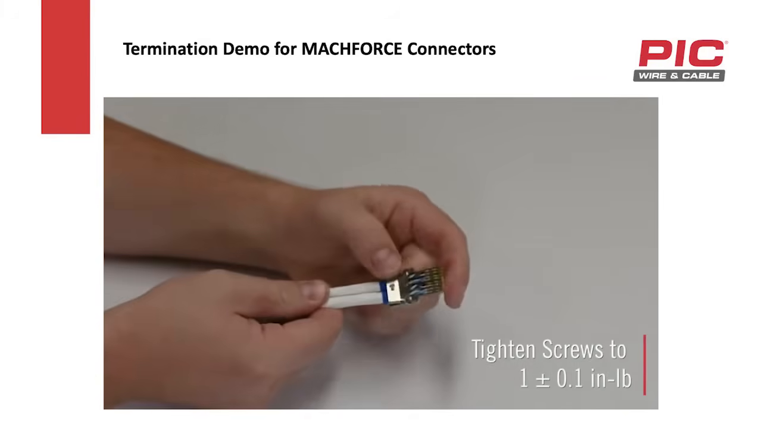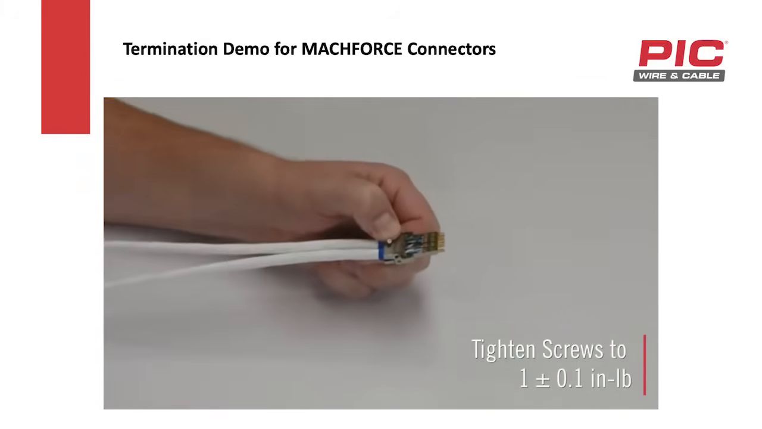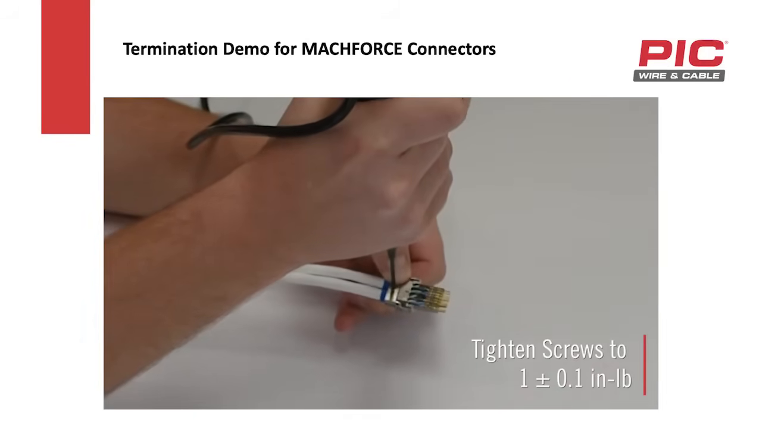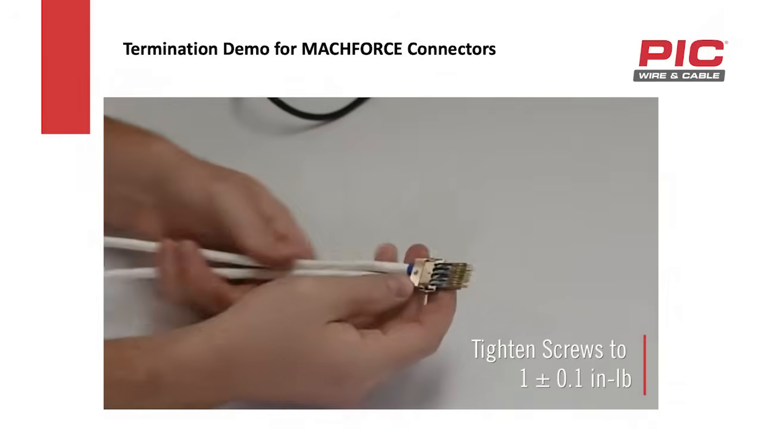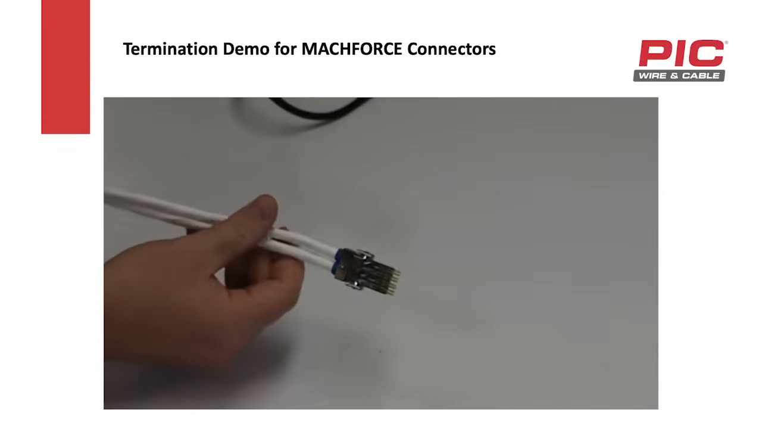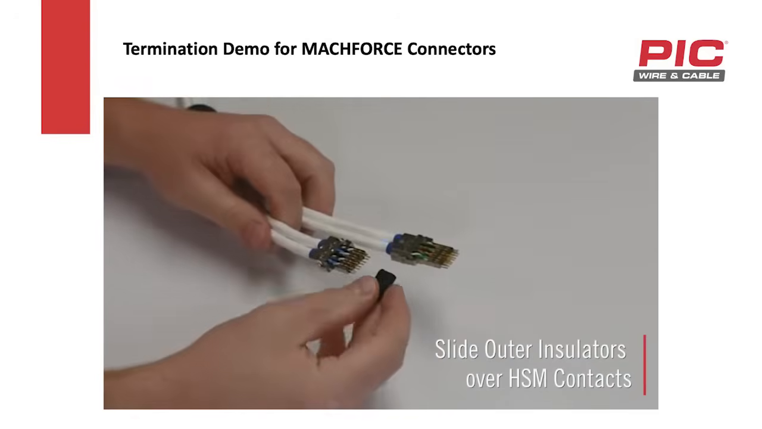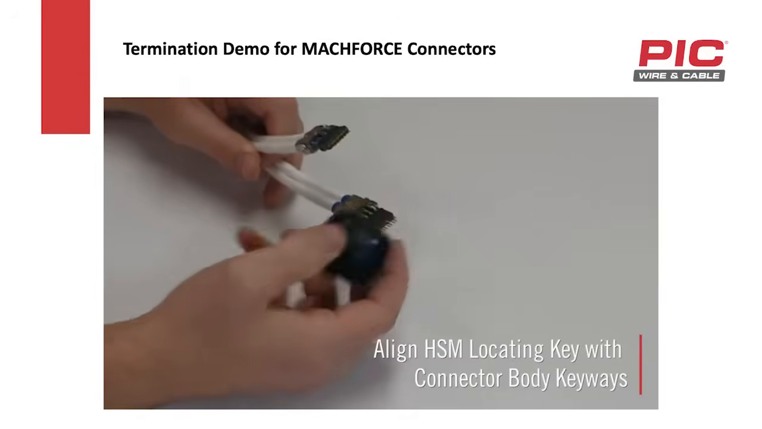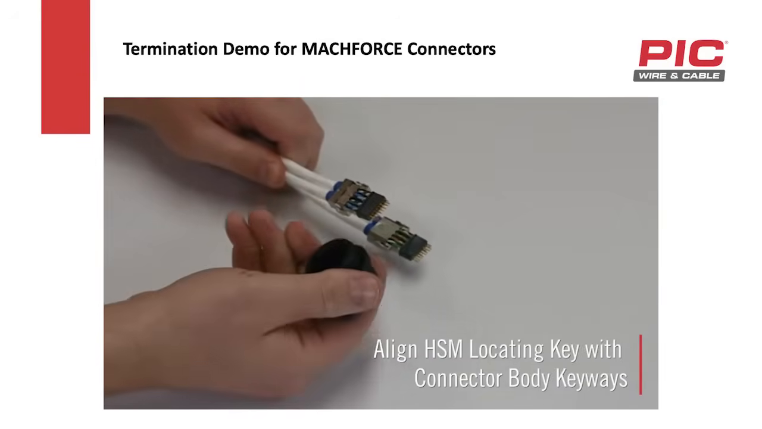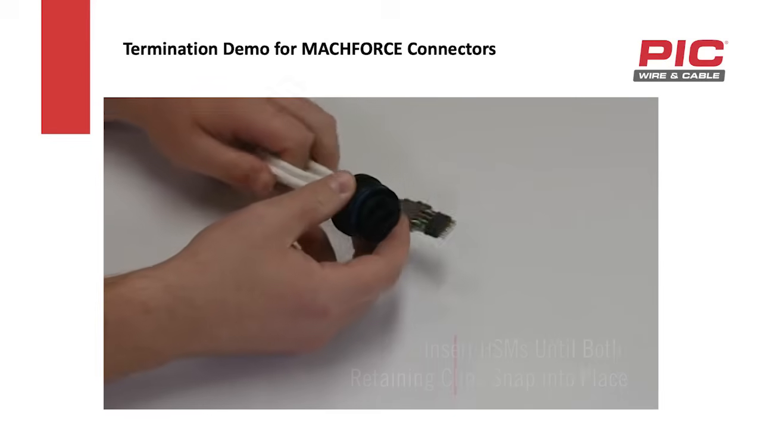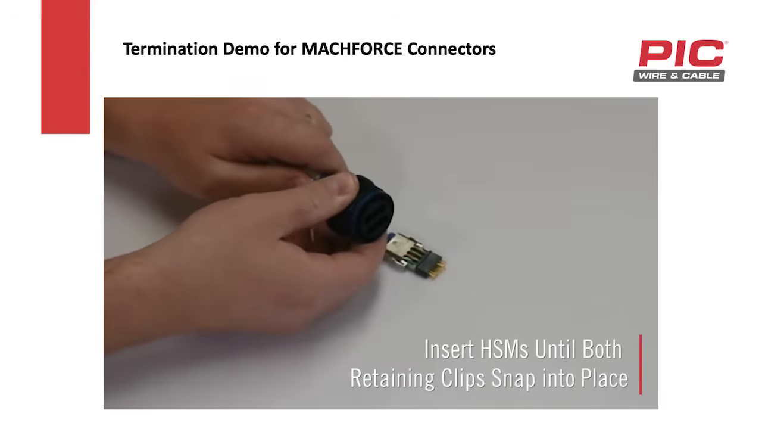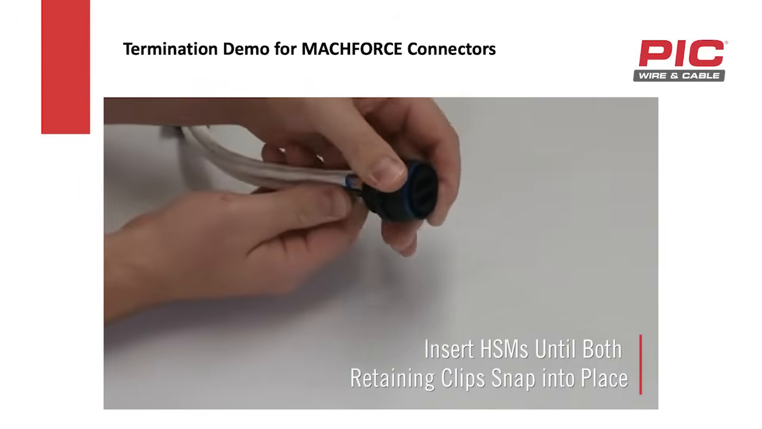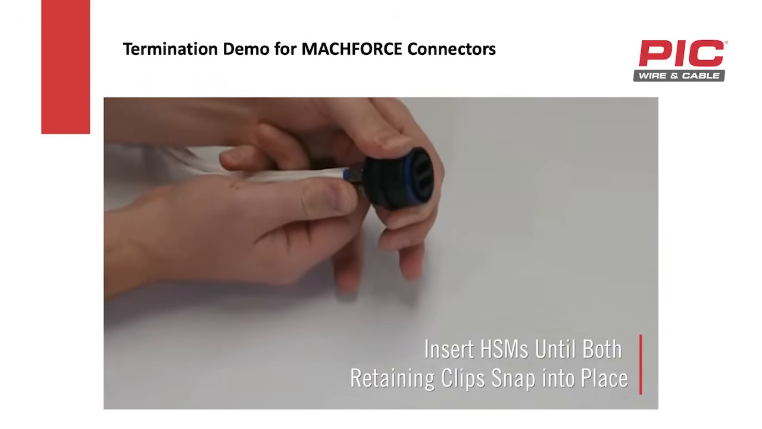Shut the door on the HSM and tighten the screw to the proper torque. The final step before inserting the HSMs into the connector body is to install the outer insulator over the contacts. Identify the locating key on the HSM and align with the keyway on the connector body. Slide the HSM into the connector body. Once they snap in, the HSM installation is complete.